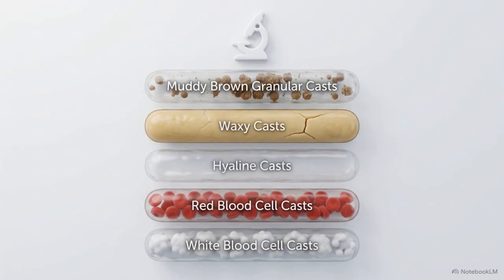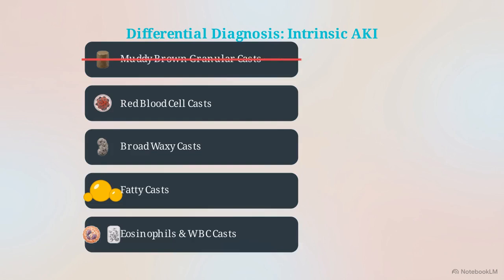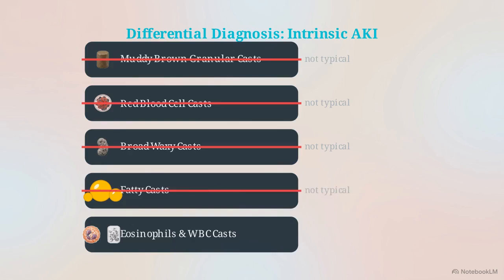The options are muddy brown granular casts, red blood cell casts, broad waxy casts, fatty casts, or eosinophiluria with white blood cell casts. We rule out muddy brown granular casts. While vancomycin can cause ATN, this patient presents with a distinctly allergic clinical profile. We quickly eliminate red blood cell casts, which indicate glomerular injury, broad waxy casts pointing to chronic renal failure, and fatty casts tied to nephrotic syndrome. The correct answer is eosinophiluria and white blood cell casts, confirming the classic drug-induced AIN presentation.